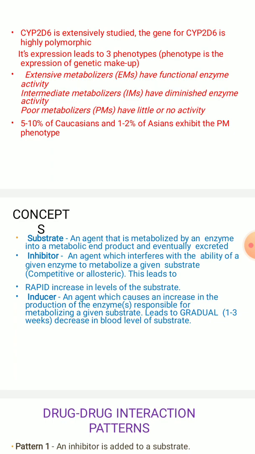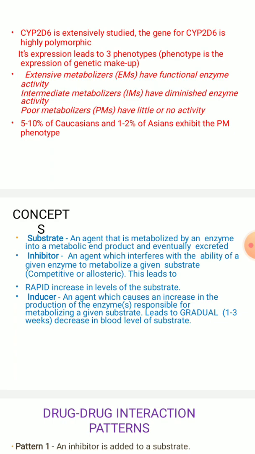Coming to the inducer, this is an agent which causes an increase in the production of an enzyme which is responsible for metabolizing a given substrate, which leads to a gradual decrease in the blood level of the substrate. You can see this particular reaction happens over 1 to 3 weeks. So what is going to happen?